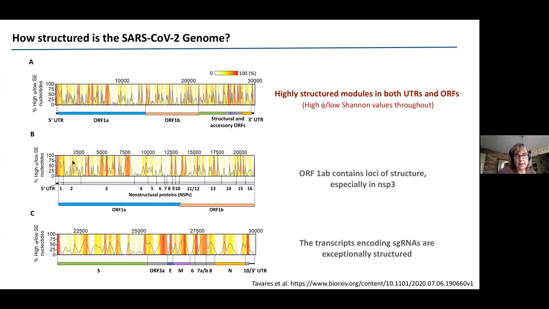And you can see here that in ORF1AB, there are many regions that are almost just completely static structure, have complete discrete static structures, especially in this NSP3 gene here. There are very few regions that are white, in other words, likely to be more like spaghetti. Almost the entire thing is very highly structured.